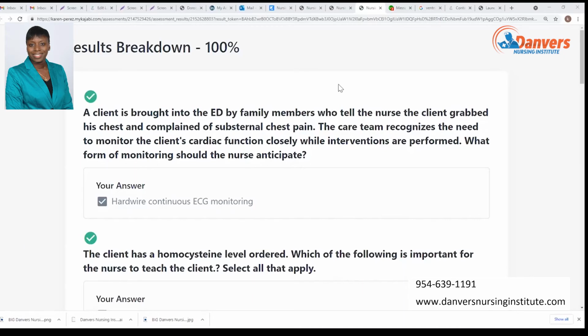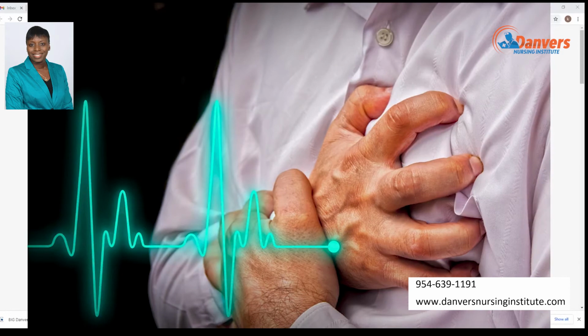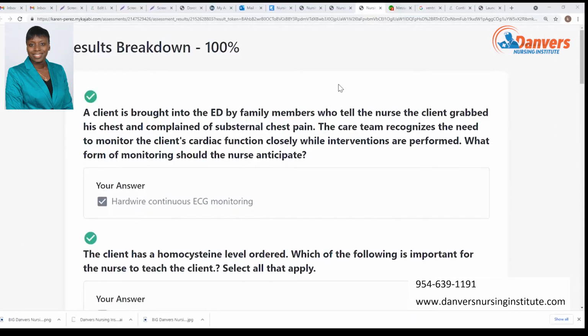So for question one, this is a client who was brought to the emergency room by the family member. And the family member was explaining to the nurse that the client grabbed their chest and complained of substernal chest pain. So the care team recognizes the need to monitor the client's cardiac function closely while interventions are performed. What form of monitoring should the nurse anticipate? This is going to be hardwired continuous EKG monitoring.